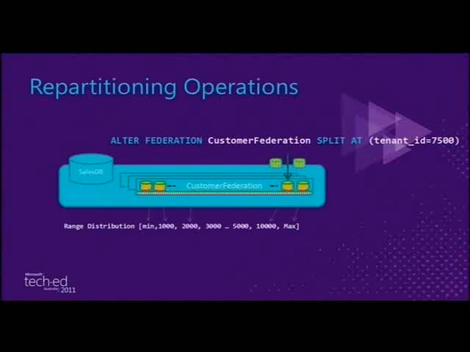What happens is that we take the existing data in the federation member that contains ID 7500, and we create two new SQL Azure databases, and all the reference data is copied into each one, and then anything below the ID that we specified goes into the left one. Anything at that ID or above goes into the right one. Okay, there are other systems that allow you to do this.